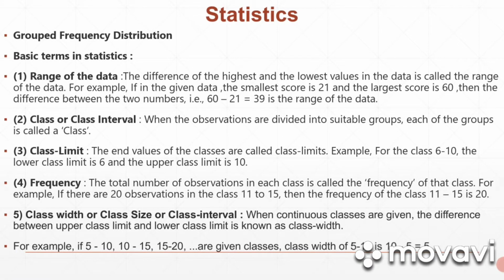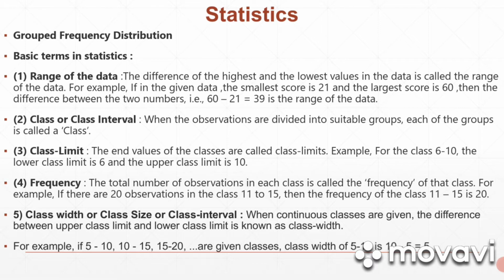Range of the data. The difference of the highest and the lowest values in the data is called the range of the data. For example, if in the given data the smallest score is 21 and the largest score is 60, then the difference between the two numbers, that is 60 minus 21, is equal to 39, which is the range of the data.